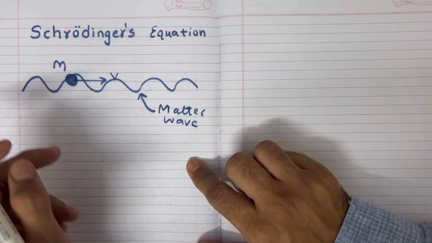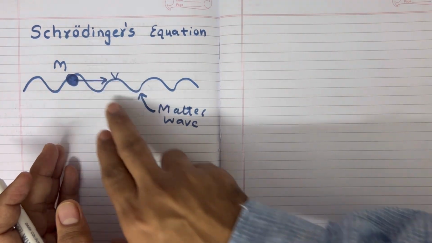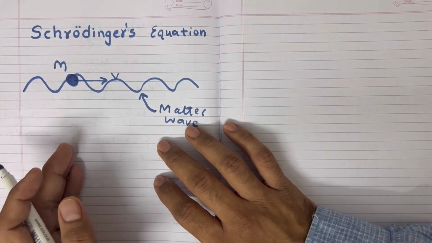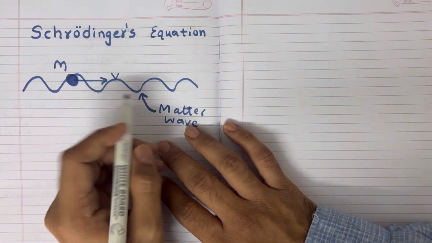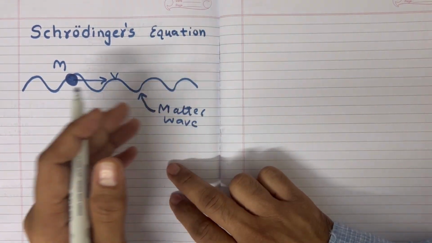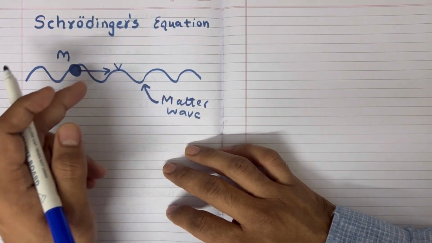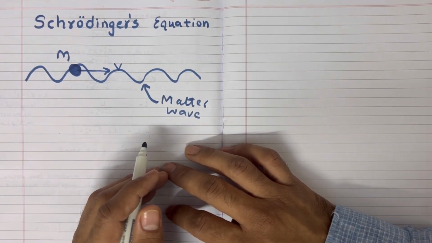Okay. Now, when the de Broglie hypothesis was given that we can associate one matter wave with a particle, the next thing was that we had to find out the equation of this wave, right? See, every progressive wave has an equation. So the next search began to find out the equation of these matter waves.